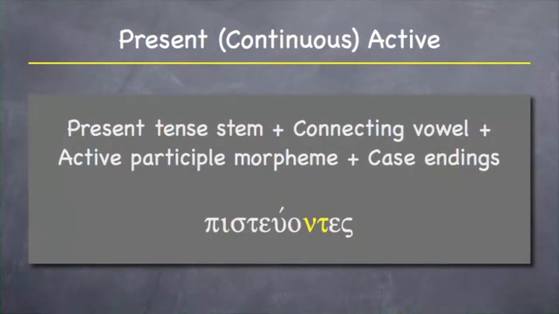It's formed with the present tense stem, a connecting vowel, and then the appropriate participle morpheme and case endings. And you get a form like pistuantes, from pistuo. The omicron is a connecting vowel. The morpheme, in this case, is nu tau. And then you have the appropriate case endings.